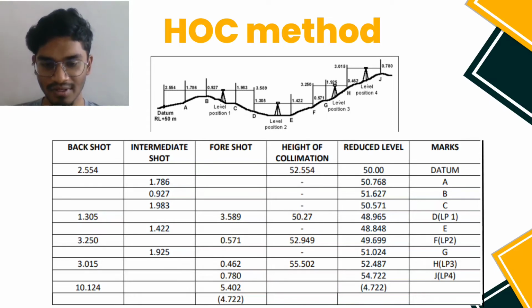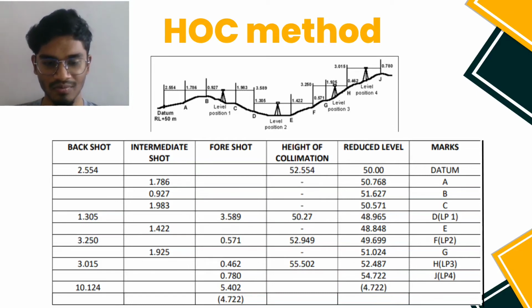At the 48.965 point, there's a back shot, so I add on and get the HOC value, which is 50.27, and following that there's another intermediate shot and I get 48.848 over there. And the next one I also had a back shot, so I add on and I got 52.949, and which is just followed by all of that, and I get 54.722 in reduced level.